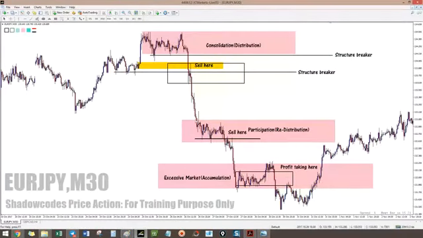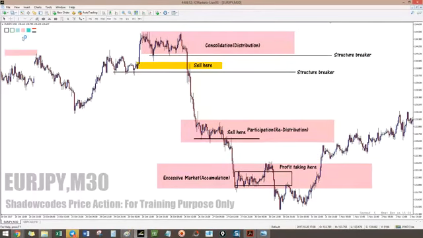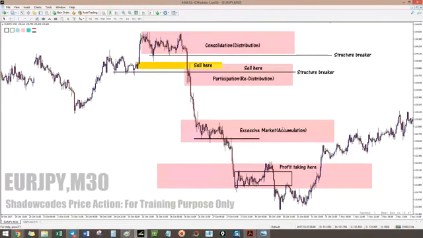You need to find something like this, the sideway, this sideway, and this one the sideway. But you can take this one. For example, you want to take this one as your structure. Participation for sell, sell here. And then your excessive market will be here. Your profit taking will be here, not here, because 1, 2, 3.